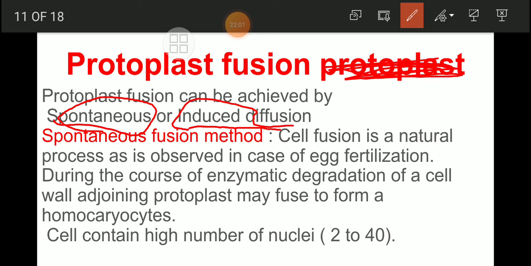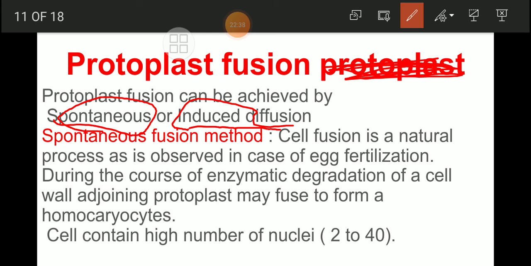Spontaneous means protoplast fusion takes place naturally. You know that most of the time a question is asked in class and students spontaneously answer it. And sometimes some students we have to induce: please stand up, then you will have to tell. That is compulsion, so induction is there. Here protoplast fusion takes place spontaneously, willingly between these two protoplasts. There is no need for external forces or the use of chemicals.